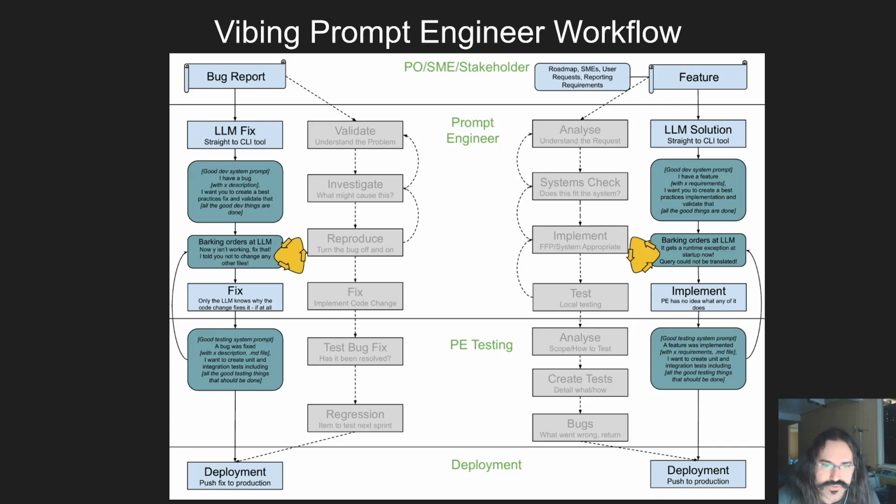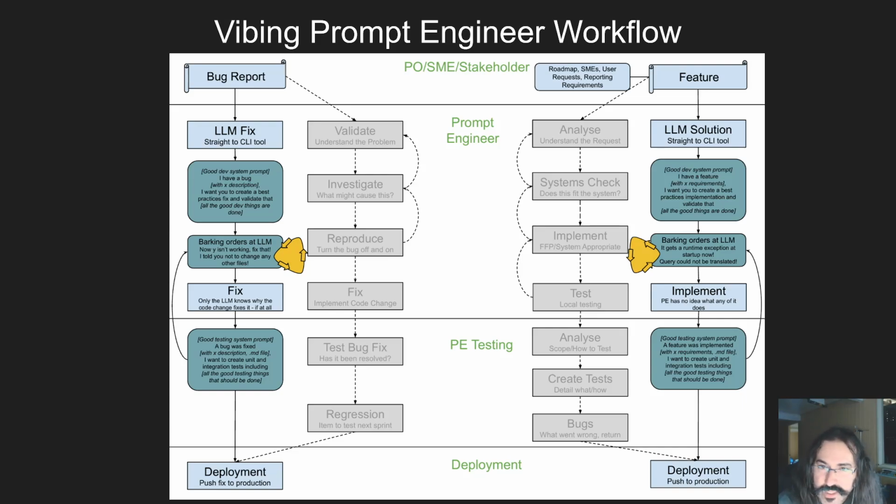Then during testing, we'll assume that the prompt engineer, or a different one, is also testing it. They'll have their good testing system prompt to, bug was fixed with this description. Maybe there's an MD file to help create all the tests, and then finally it goes back to deployment. It could go back a step. You could begin barking orders at the LLM again to get it to fix the things that went wrong.